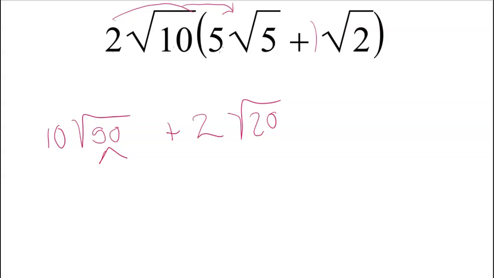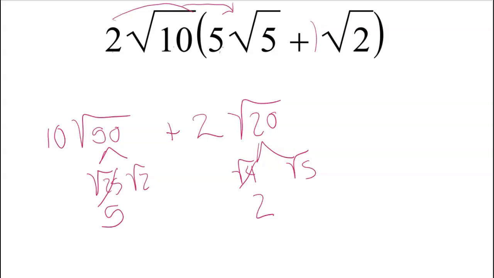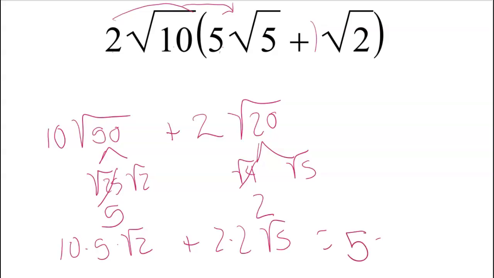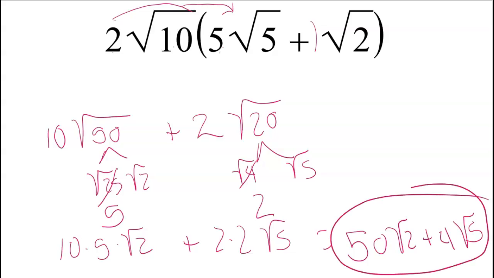Well, we already know that we can make this 50 go down to 25 and 2. Now we can make this 20 go down to 4 and 5. And the 4 goes down to 2. 25 goes down to 5. So now we have 10 times 5 times radical 2 plus 2 times 2 times radical 5. 10 times 5 is 50 radical 2. 2 times 2 is 4 radical 5. And the radicals are not like terms, so we cannot combine them.